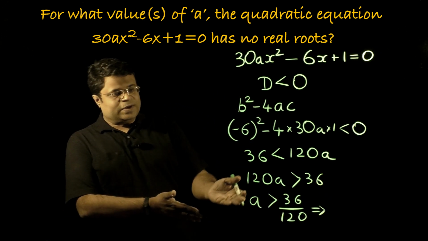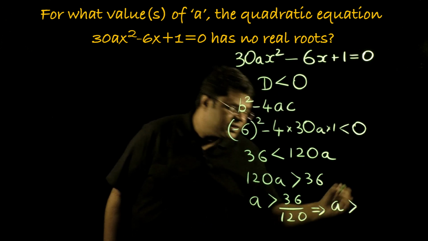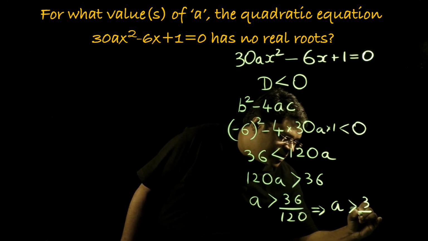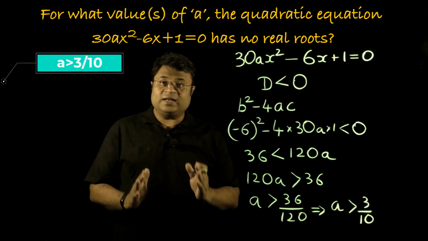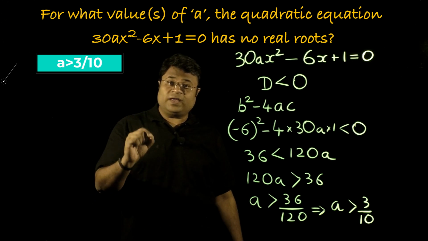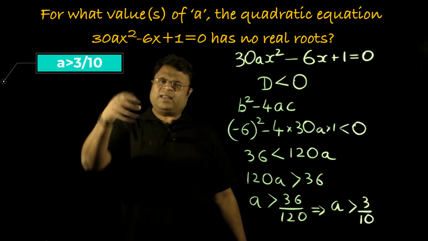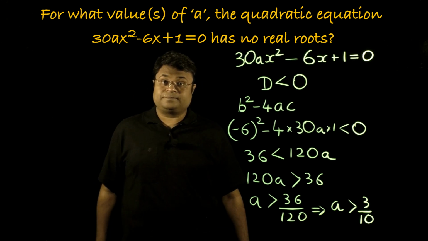Now if you know 12 3s are 36, so a is greater than, we cancel, 3 by 10. What you have there is the final answer. That is the value of a. A should just be greater than 3 by 10. Any value should be greater than 3 by 10. Got it?